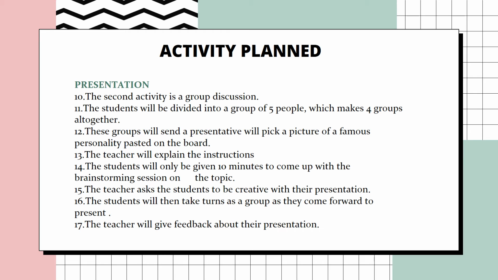Following the presentation, the second activity is a group discussion. The students will be divided into groups of 5 people, which makes 4 groups altogether. These groups send a representative to pick up the famous personality picture which was pasted on the board previously by the teacher. The teacher will explain the instructions of the activity.